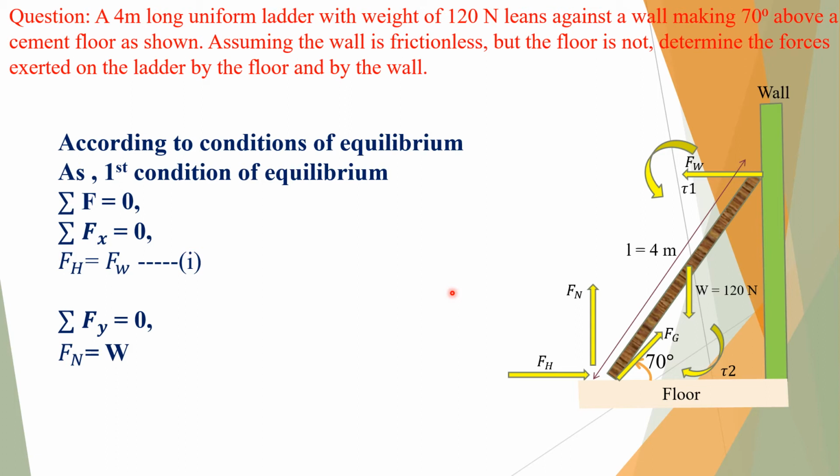Along the y-axis all the forces must be equal to 0, so we have F normal, force on the ladder in upward direction, and weight of the body along the y-axis in downward direction. Because both are opposite in direction, Fn minus W is equal to 0, so we get Fn is equal to W. As we know that W is the weight of the ladder, that is equal to 120 Newton. Let's say it equation number 2.